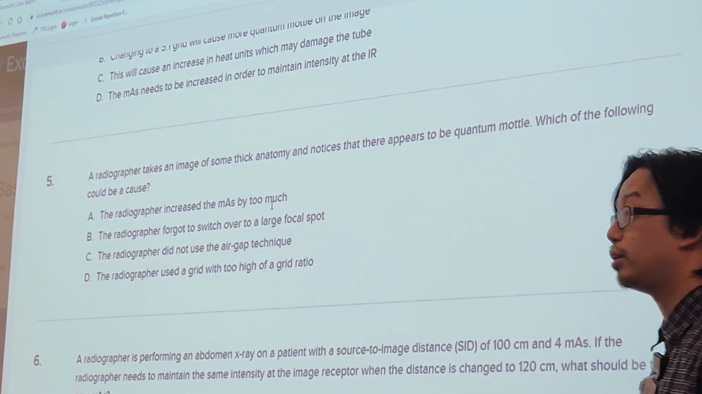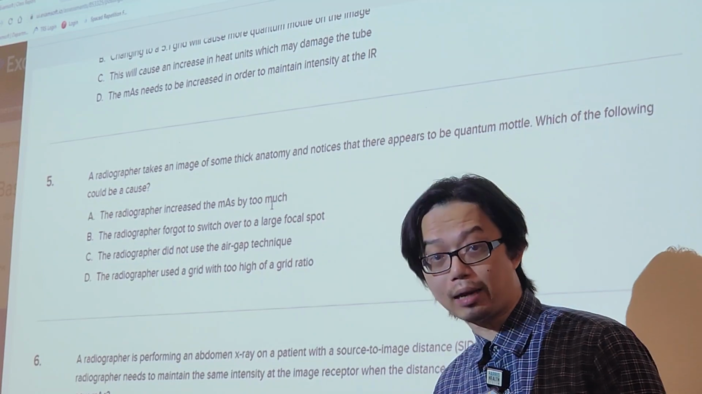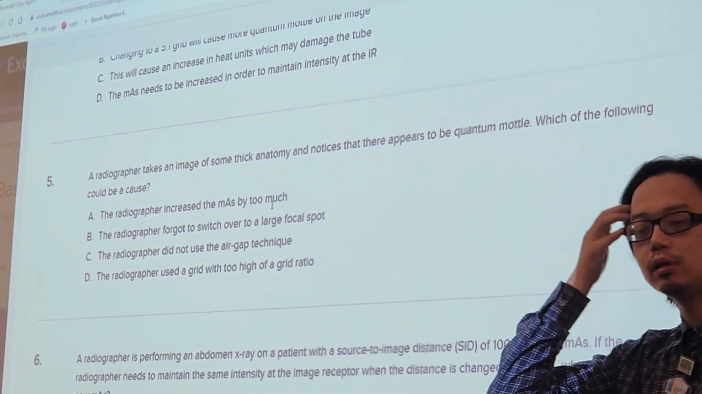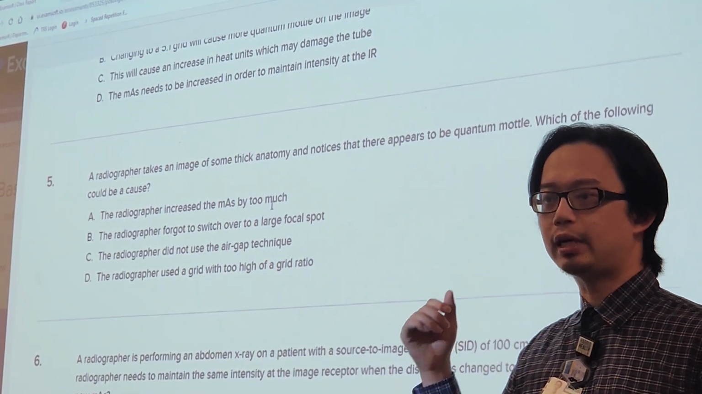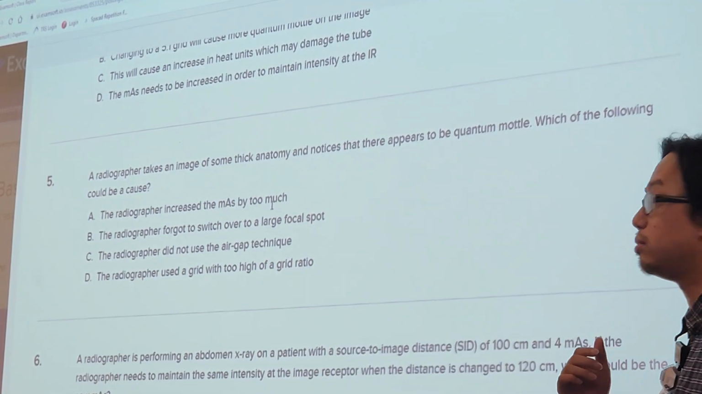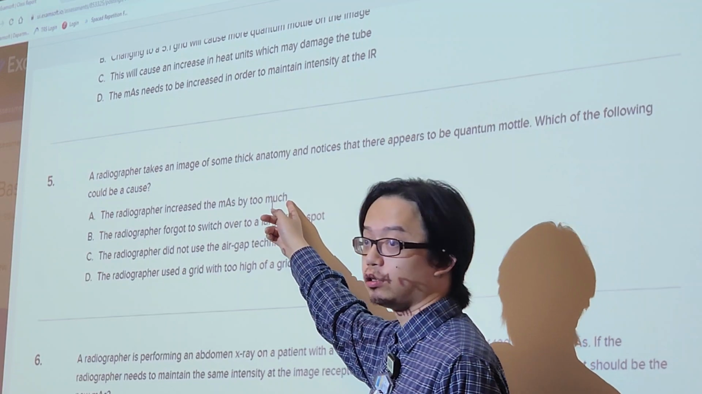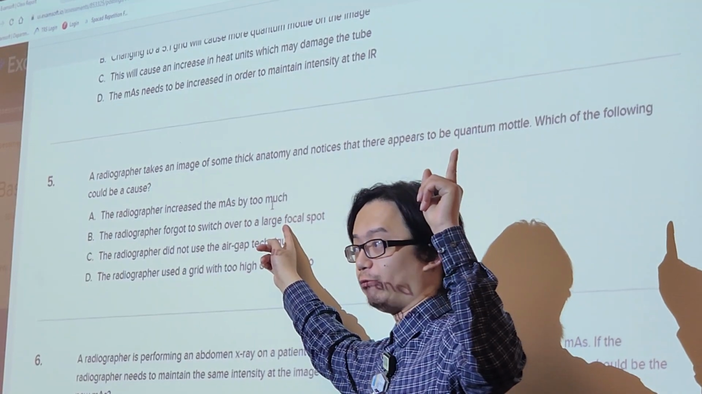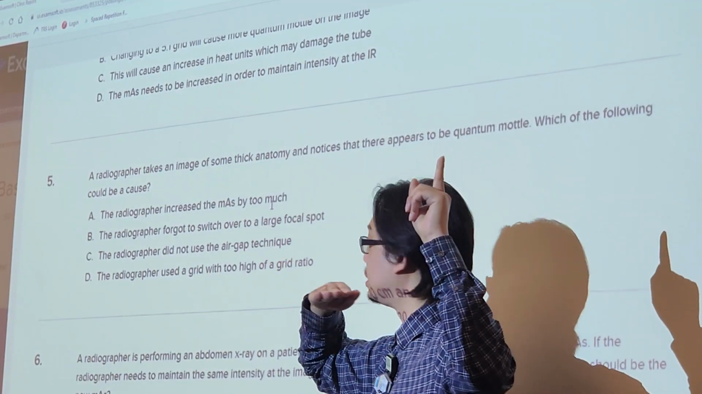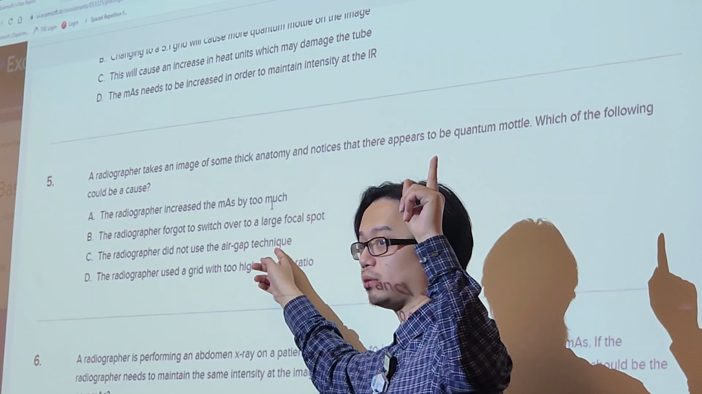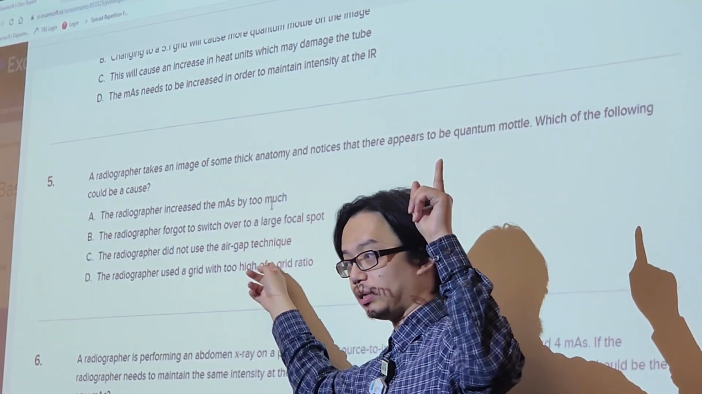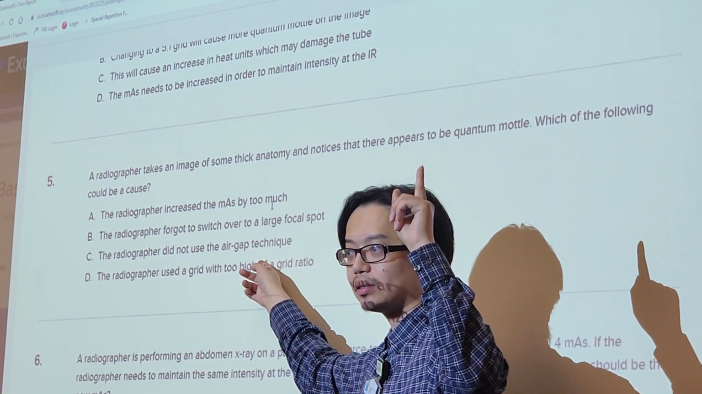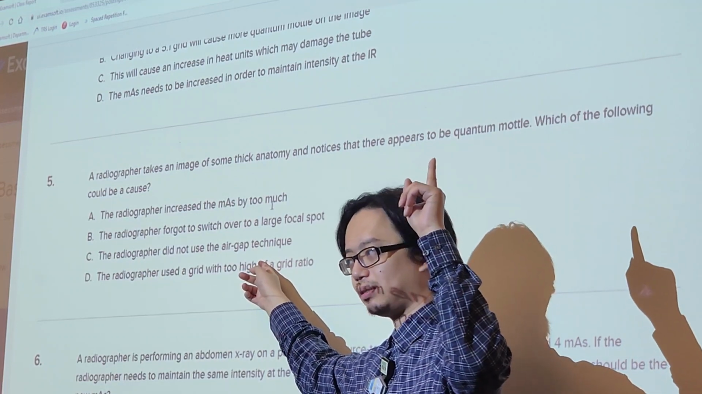Now, one more thing I will say is that, at least for me, when I make these questions, oftentimes if you look at the answer choices, ask yourself for each answer choice, what is happening to intensity? So if we increase the mass, what happens to intensity? It increases. Goes up. If you change the focal spot, what happens to intensity? Nothing. Focal spot only affects spatial resolution. And if we do not use the air gap technique, what happens to intensity? It increases, because there is more scatter.